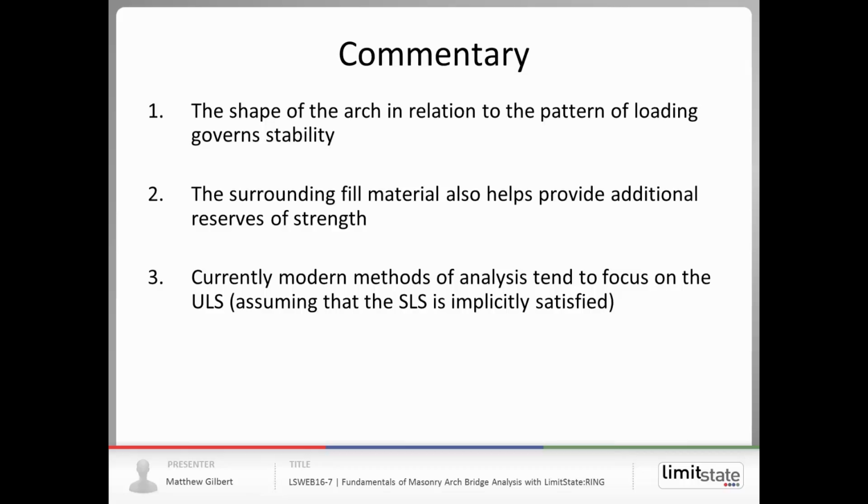Other issues already touched on: surrounding fill material helps provide additional reserves of strength. It pre-stresses the masonry in effect, so the vertical dead weight will do that. Also, it will spread the load through the fill material, and the material will provide restraint to the arch barrel as it tries to sway into itself.